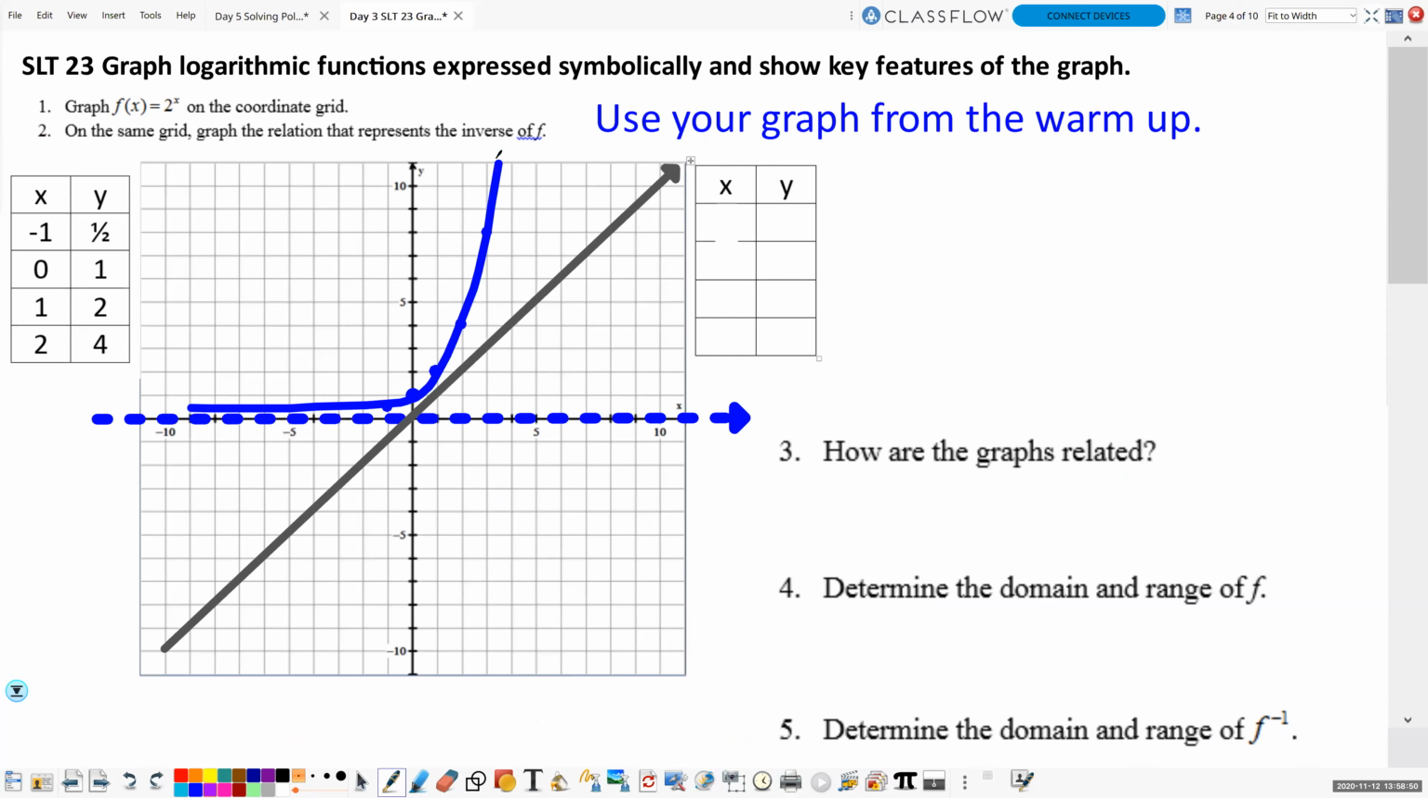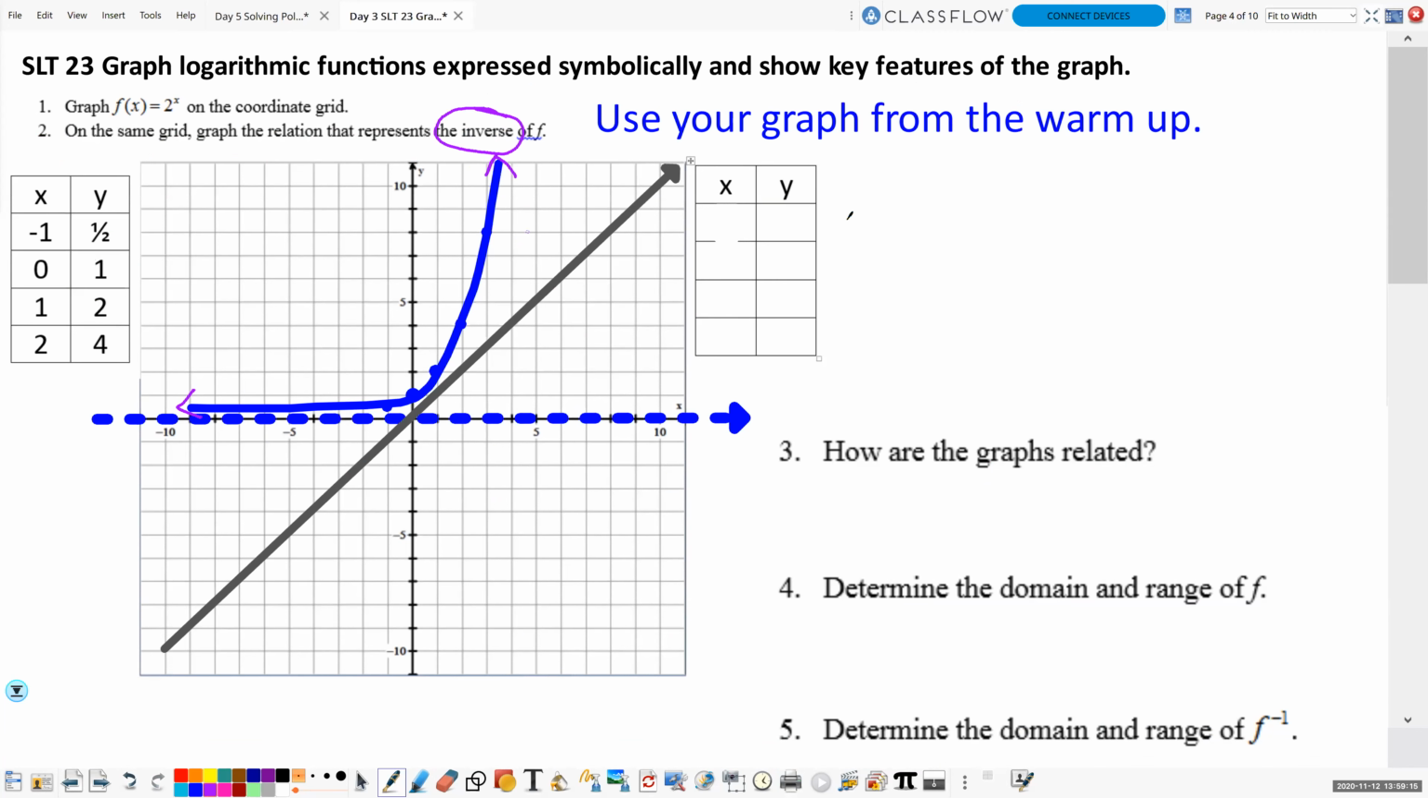This was our graph that we made for the warm-up. This is a graph of 2 to the power of x. So on the same grid, we're being asked to graph the relation that represents the inverse. If I have a set of points, Jason, what can I do to that set of points to graph the inverse? For the set of points, you just flip it.